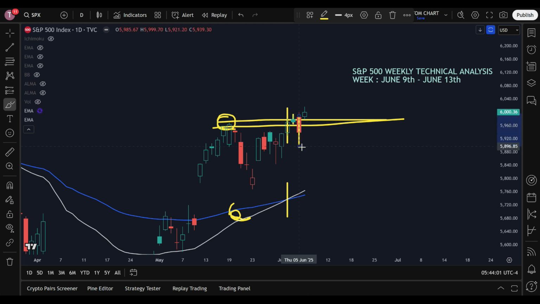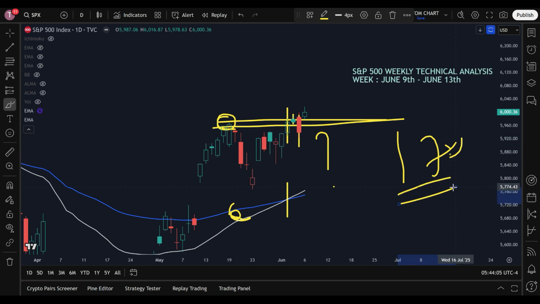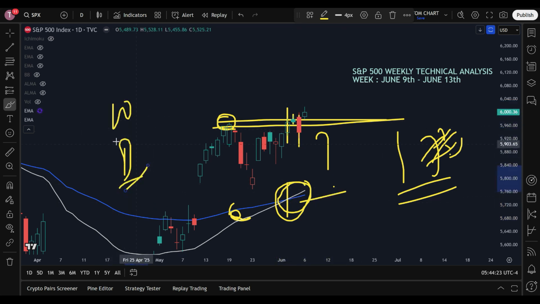Then there was a fall. Why was there a fall? Because of the 17% heavy fall in Tesla. Some other tech stocks came under pressure, and there was a heavy fall. But because we knew that bullishness had now come into the picture, this bullishness is also supported by the weekly chart and by the daily chart.